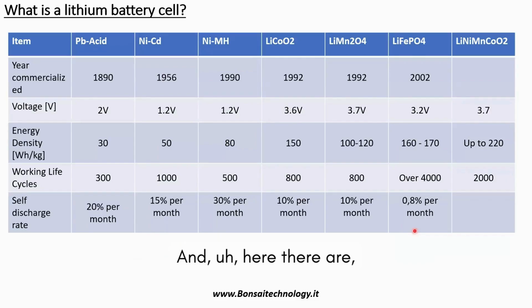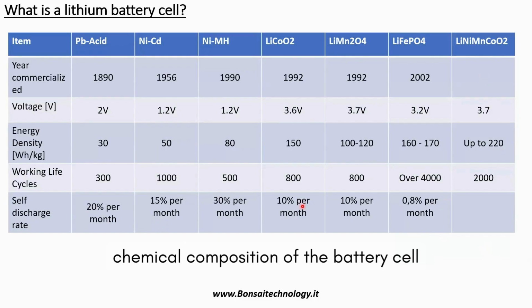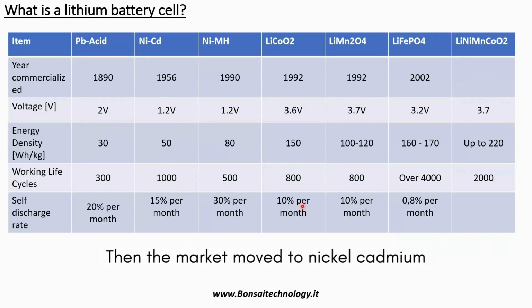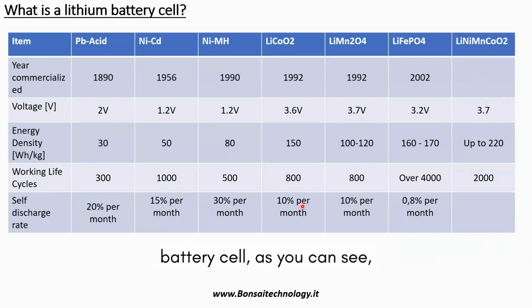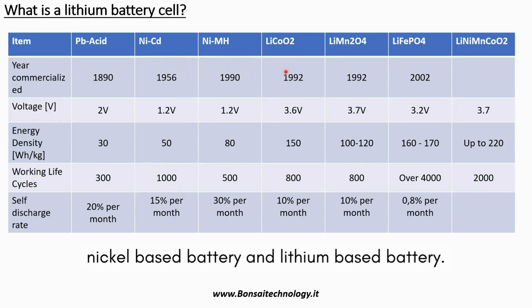And here we have some chemical compositions of the battery cell. In the beginning, it was lead acid battery cells. Then the market moved to nickel cadmium battery cells. As you can see, the reason was higher energy density and longer working life cycles. Then the trend was to move very quickly to nickel-based batteries and lithium-based batteries.